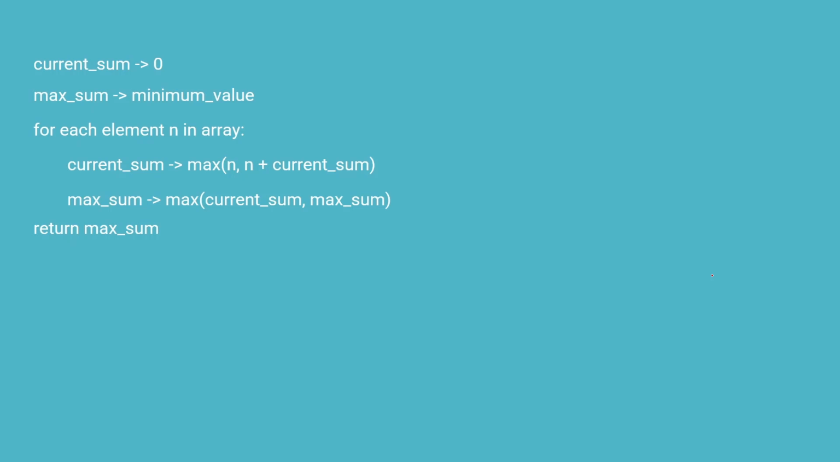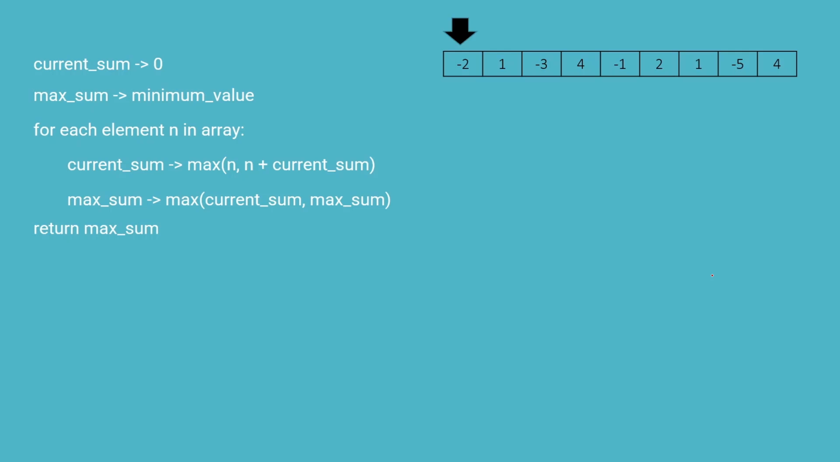Now let's apply this algorithm to our given example array. At first we will be at our first integer, that is -2. Now we are going to update the value of current sum and max sum. Let's see, here the current sum will be what?